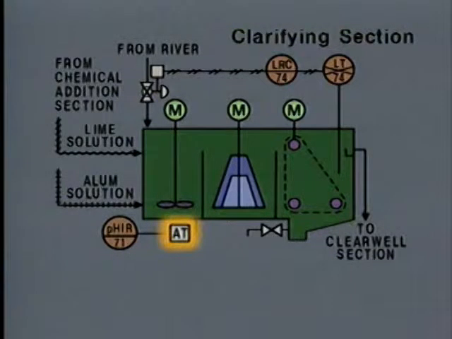This symbol represents an analyzer transmitter. It measures the pH of the water in the flash mixer. We can tell that it measures pH because it's connected to this pH indicator recorder.